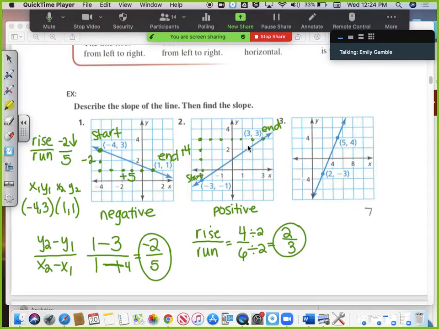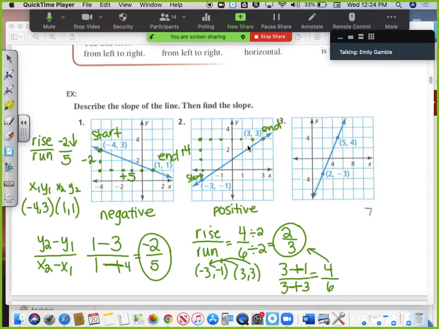Another way to find the slope is by using the 2 ordered pairs, (-3, -1) and (3, 3), and using the formula. The formula says take the second y and subtract the first y, 3 minus -1, over the second x minus the first x, 3 minus -3. Well, 3 minus -1 is 3 plus 1, which is 4. 3 minus -3 is really 3 plus 3, which is 6. 4/6 is the same thing as 2/3. It's just simplified as 2/3.